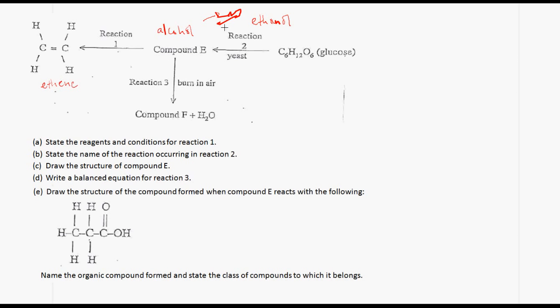And when you move from ethanol to ethene, that is a dehydration reaction. So the reagents and conditions will be heat at 170 degrees C with conc H2SO4, because this is a dehydration reaction. So the reagent is concentrated sulfuric acid, and the conditions is heat at 170 degrees C. Part B, state the name of the reaction occurring in reaction 2. As I indicated earlier, that is fermentation.